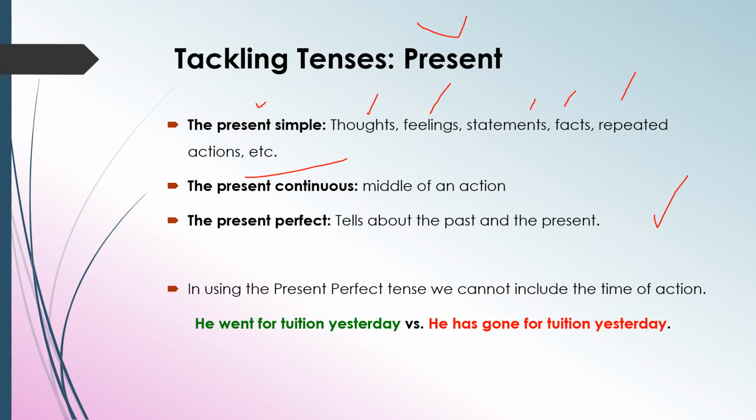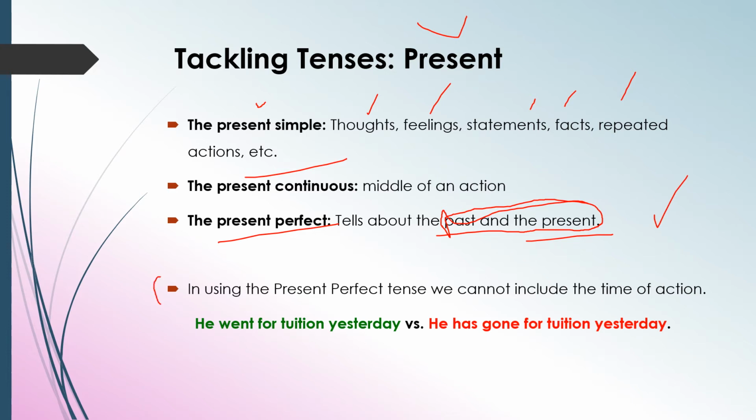And the present perfect tells about the past and the present. So we are talking about the past and the present through the present perfect tense. So we are saying that the thing just happened, it is completed, but still we can sense it. So that's why we can rephrase it as past and the present. Tells about the past and the present.